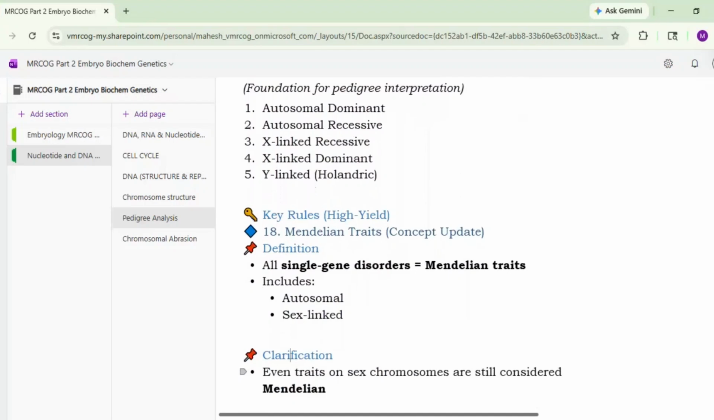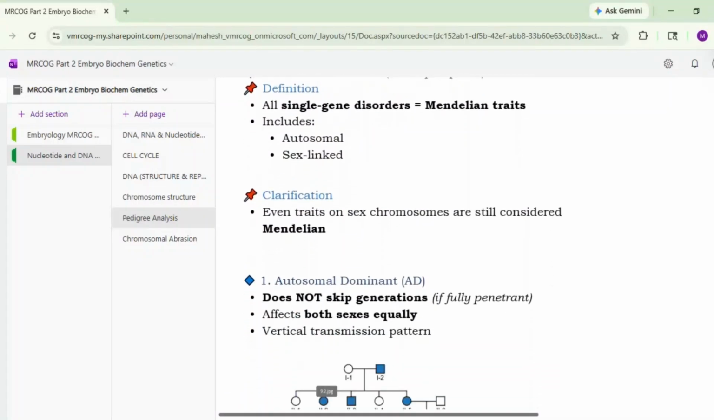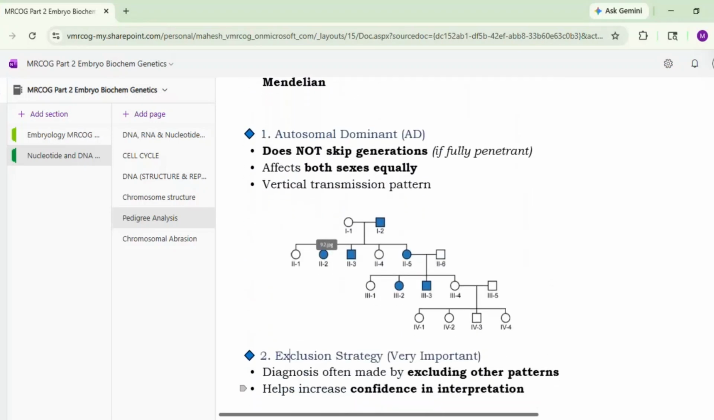Even traits on sex chromosomes are still considered Mendelian. Okay. So autosomal dominant. First, we will talk about autosomal dominant. It does not skip the generation if fully penetrant. Both sexes are equally affected. That means males are affected, females are also affected, and there is a vertical transmission pattern.